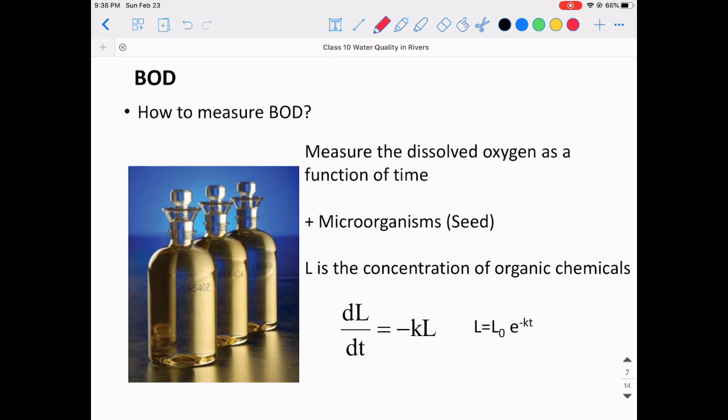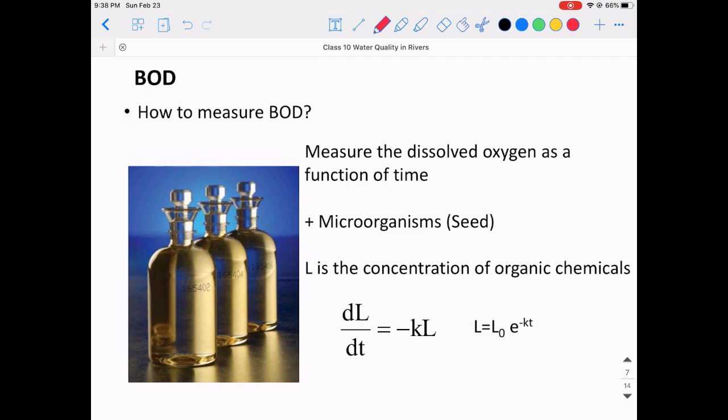So how do we measure the BOD? Let's just imagine a very simple scenario. We find a bottle and use it to collect some river water or lake water, and then bring it to the lab.